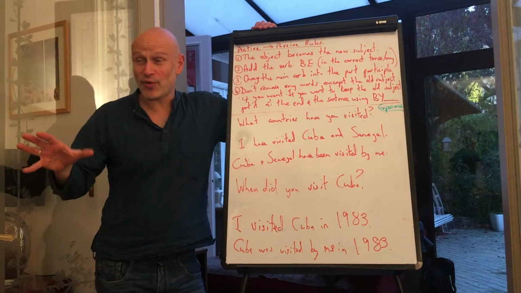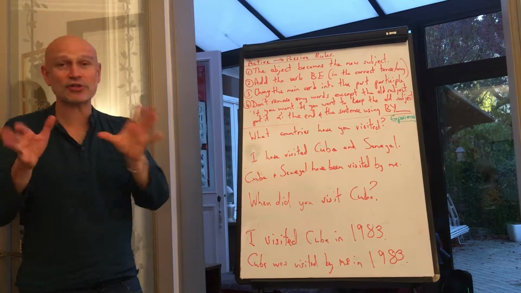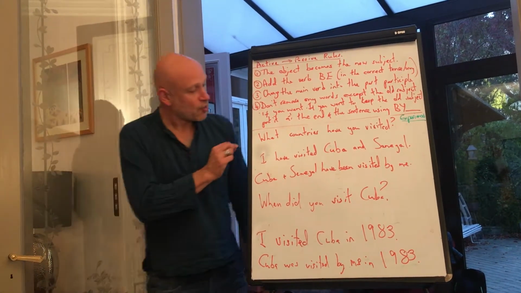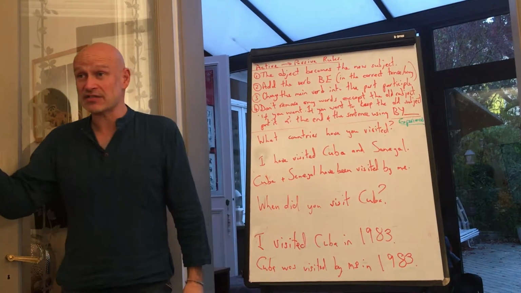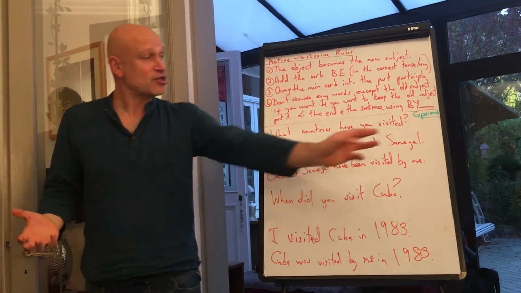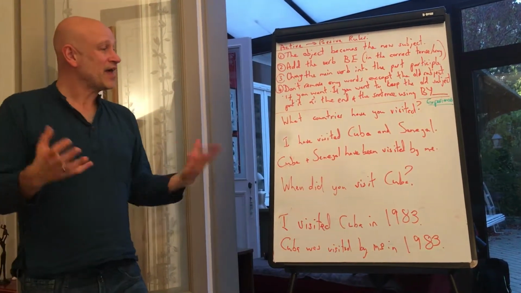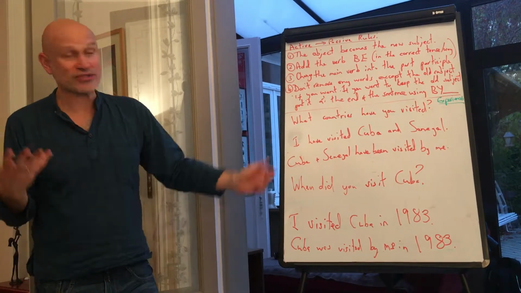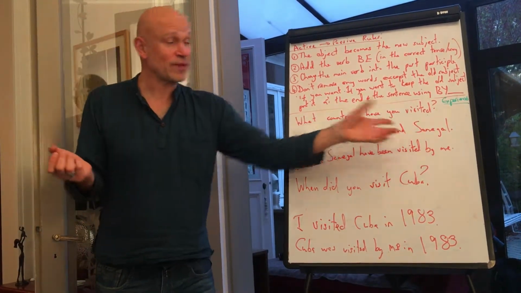Okay, so we've just done loads of active to passive work, and here are the rules here, but we're not going to go into that right now because we just looked at the third reason today that we use present perfect. We use present perfect to talk about experiences. What have you done in your life? And here's one. What countries have you visited? So here's the answer. I've visited Cuba and Senegal.